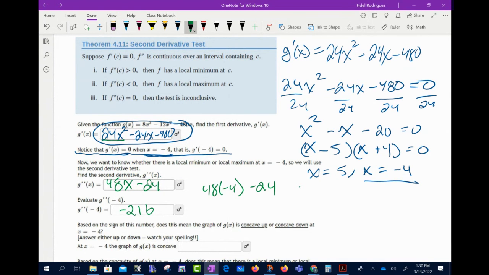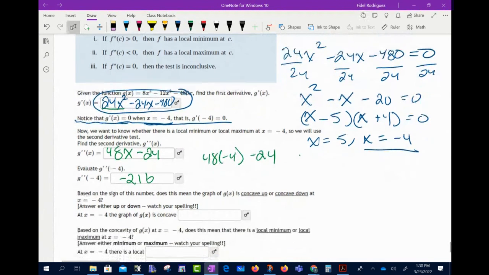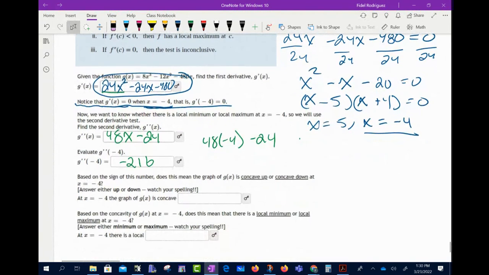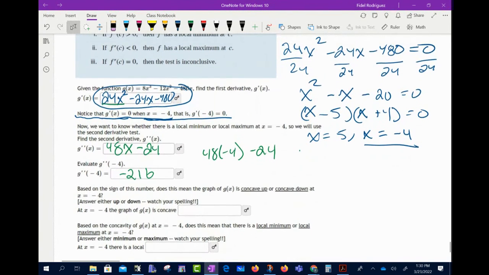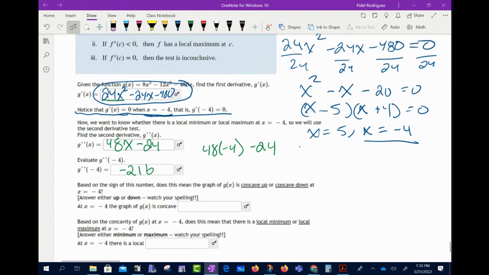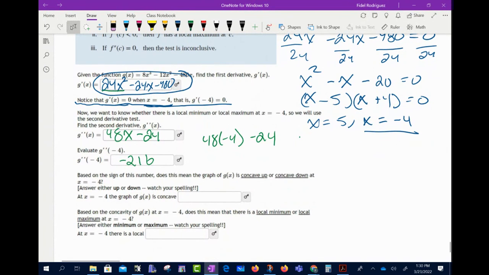Let's see. Based on the sign of this number, does it mean that the graph is going to be concave up at x equals -4 or concave down? Okay, if it's negative, is it concave up or concave down? Concave down, right? So we're going to put concave down. Okay.